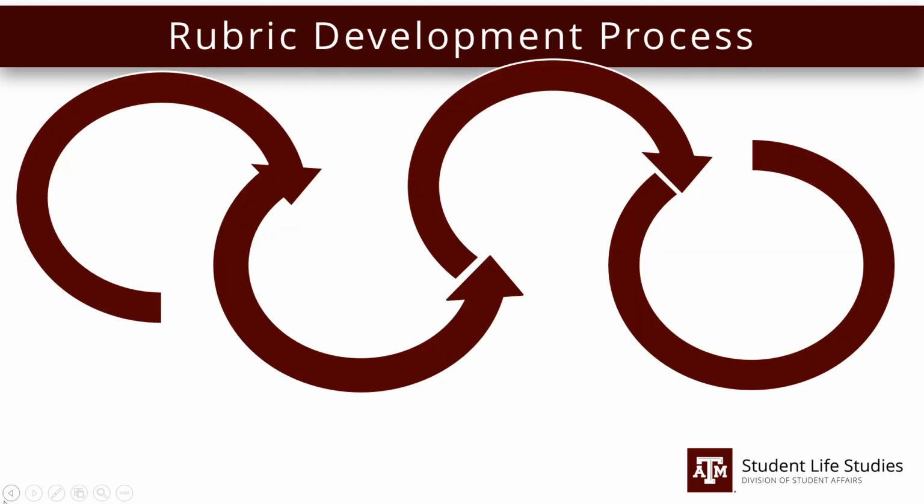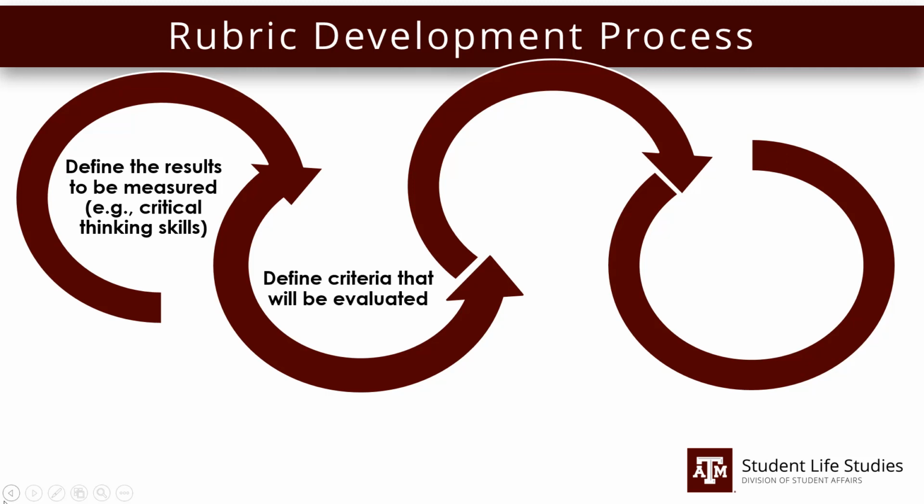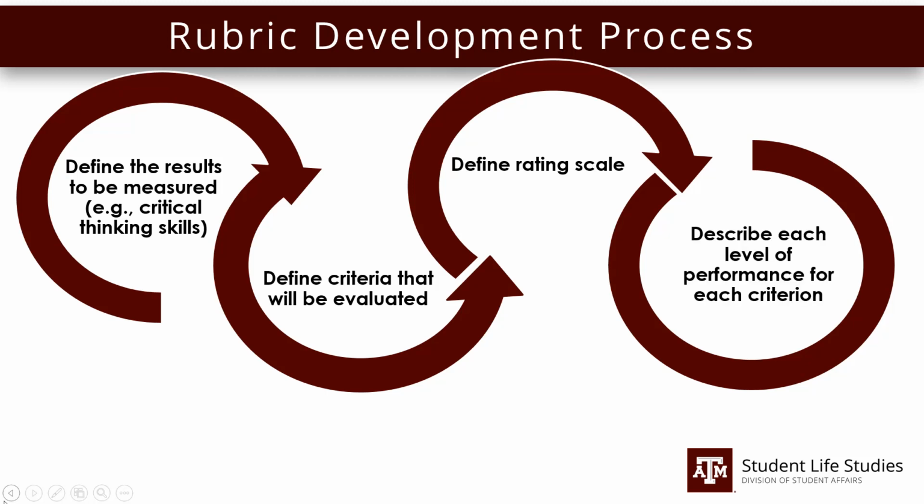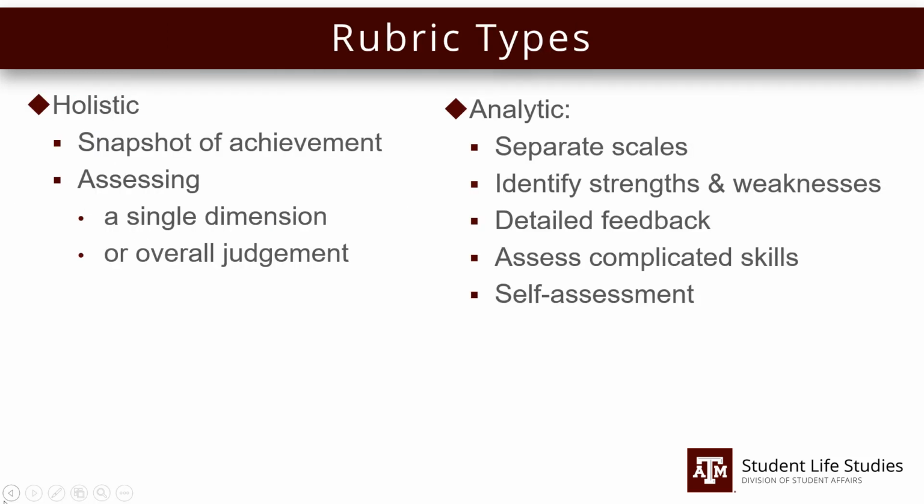There are 4 basic steps to develop a rubric, and each requires that you define the results to be measured, for example, a student's critical thinking skills, criteria that will be evaluated, how you're going to measure the level of whether the criterion has been achieved, and describe each level of performance for each criterion.